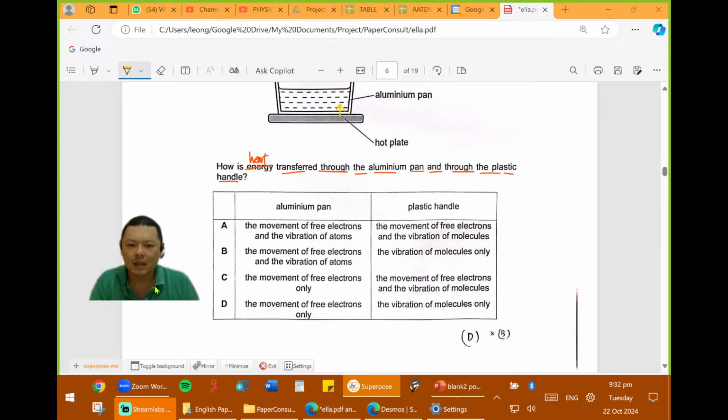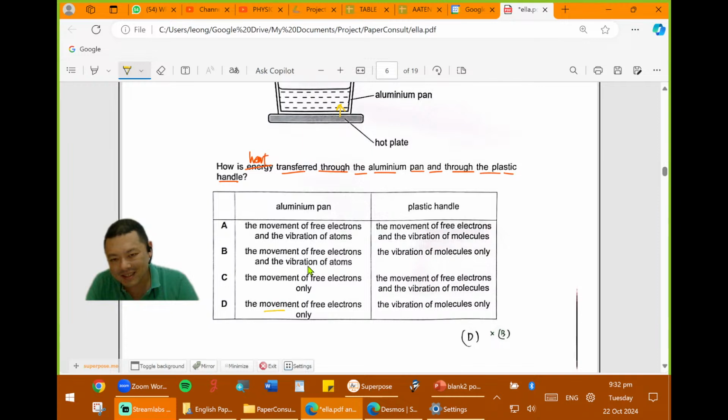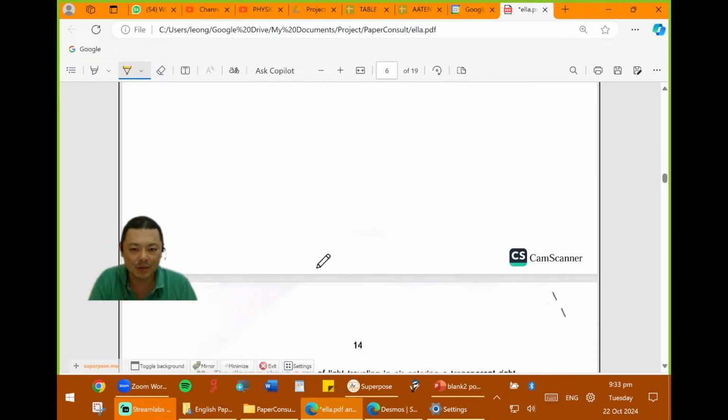Hey, for metal it is movement of free electrons and vibrating atoms, you got both. Why did you choose only one? Okay, you cannot do that. You know where you went wrong? Okay, good, good. Next one.